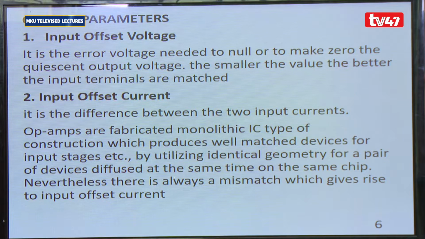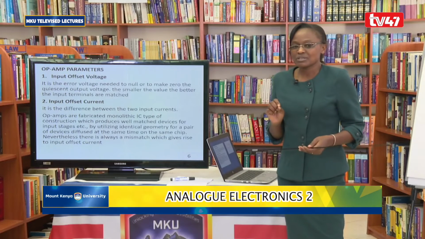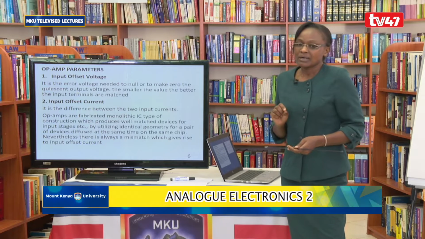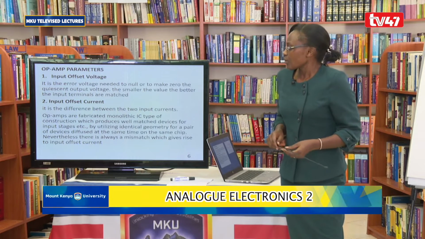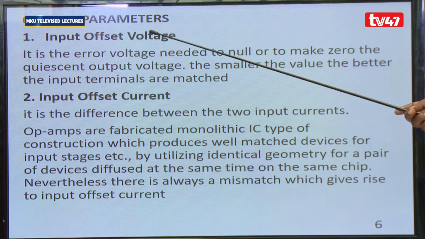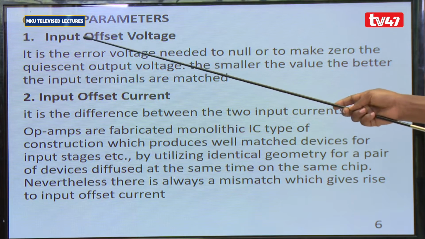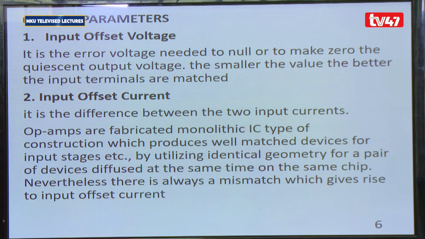Practically, for an op-amp, you'll find that even when you measure the output, you may realize that a small voltage or a false voltage is appearing at the output, despite the fact that at the input there is nothing, or there is no signal that is applied. That is actually what makes it a must, before you use it, to apply an input offset voltage. This input offset voltage is applied to the input to make the output voltage 0. The output voltage, which may be false, may be due to noise, and it must be nulled. So the smaller the value, the better the input terminals are matched for any given operational amplifier.